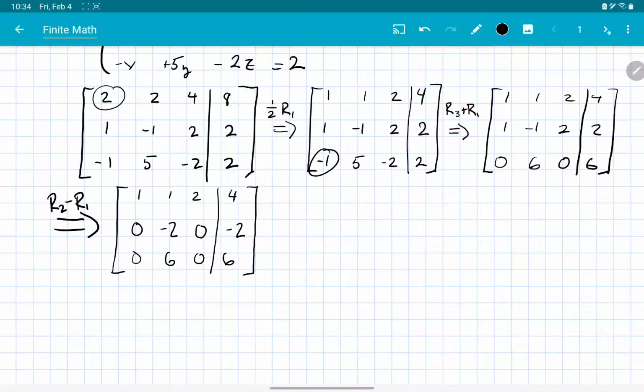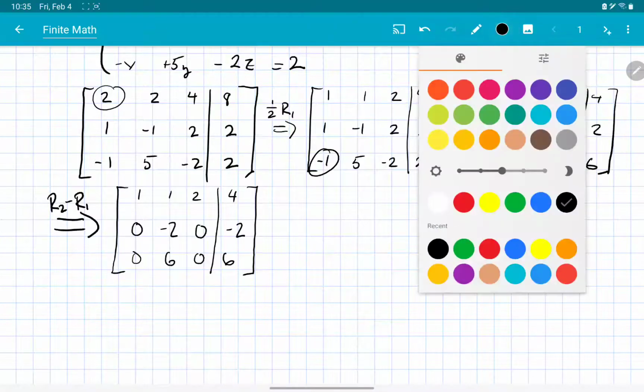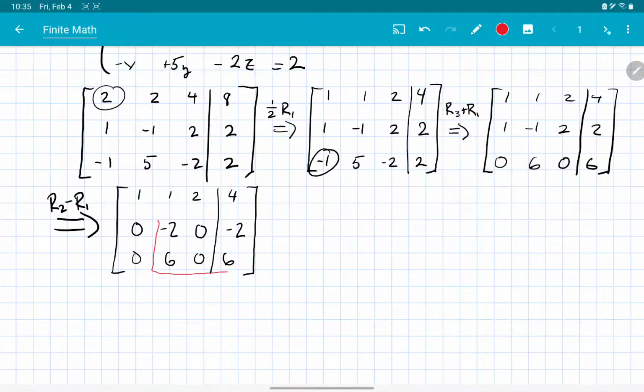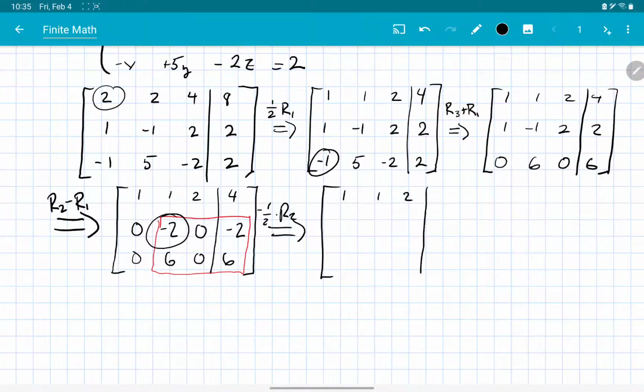Okay. Now, this is the first sign that something's a little bit weird, right? If we try to turn both of those rows into, well, let's pick one of them and pivot around it. So let's pivot around this negative 2. We're going to take negative 1/2 times row 2. 1, 1, 2, 4, 0, 1, 0, 1, 0, 6, 0, 6.